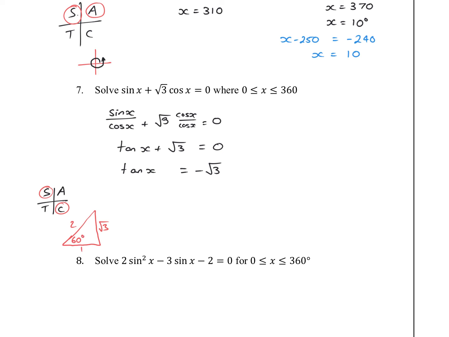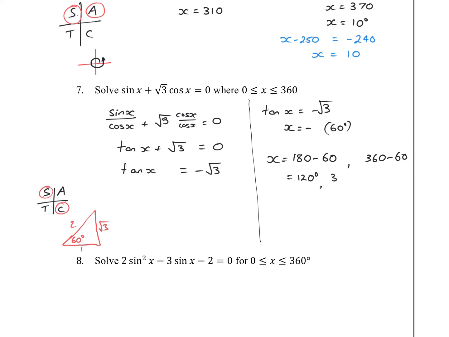Okay. Everyone happy with that so far? Okay, so tan x equals negative root 3. You can put your negative out the front really, so x is equal to 60. Okay, then think about our second and fourth quadrants, so x will equal 180 minus 60, 360 minus 60. So x will equal 120 degrees or 300 degrees, and that's both within our domain, so that's fine.